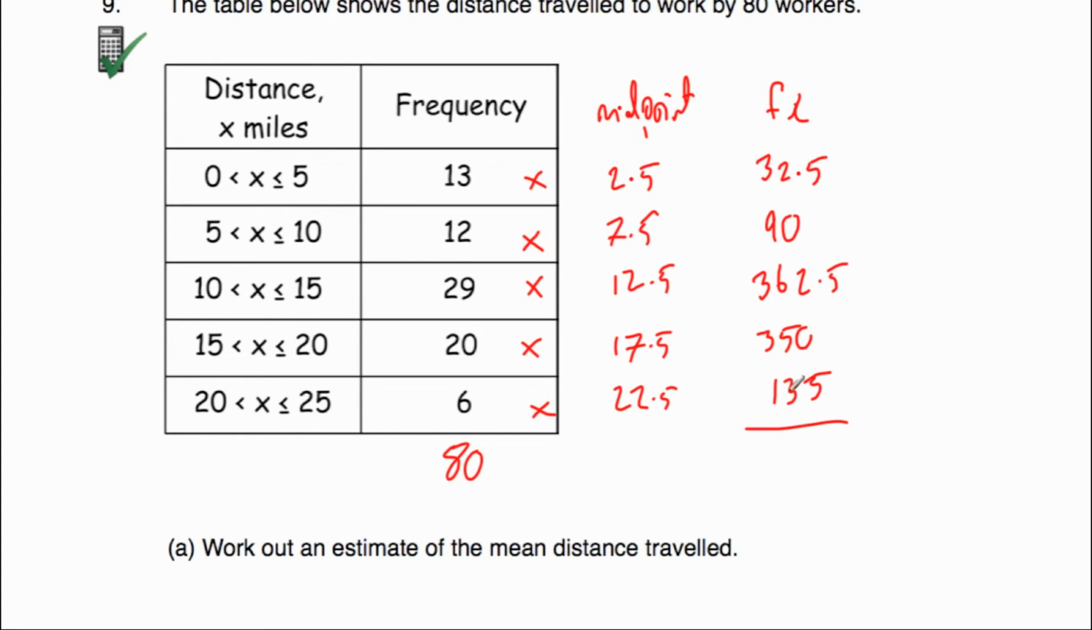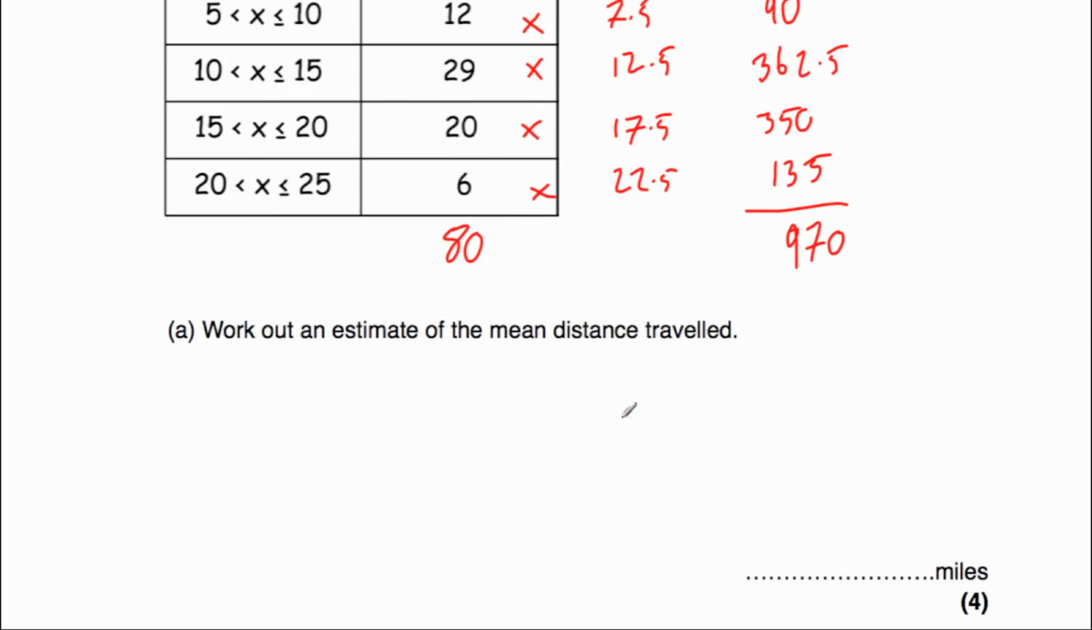Now we need to add them up to get our estimate for the total distance travelled by all 80 workers. And whenever you add up the FX column, you get 970. So adding up the 32.5, the 90, the 362.5, the 350, and the 135, when you add up all those values, you get our estimate for the total distance travelled by all the 80 workers to be 970 miles. There's 80 workers in total. It told us that in the question, or you can find that by adding up the frequencies. So we now just need to do 970 divided by 80. And when we do that, we get an answer of 12.125 miles.